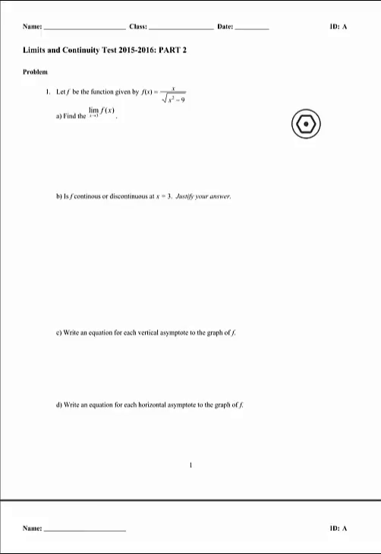Okay, here's the limits test part 2. Again, I'm on form A, so if you have a different form, just find the corresponding problem. First one was to find the limit as x approached 3 of f of x.